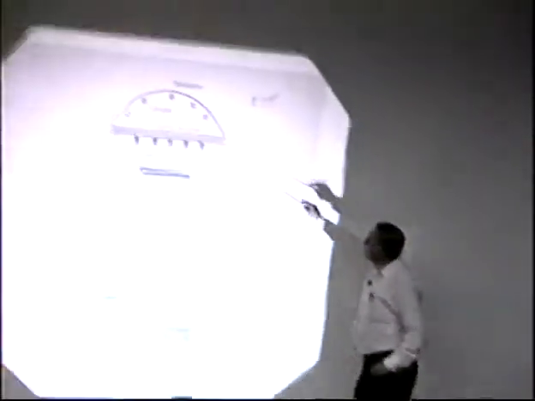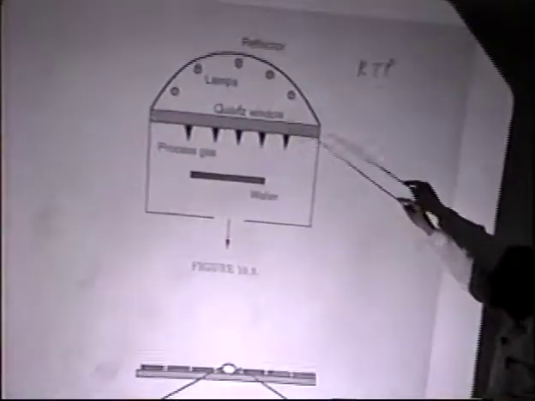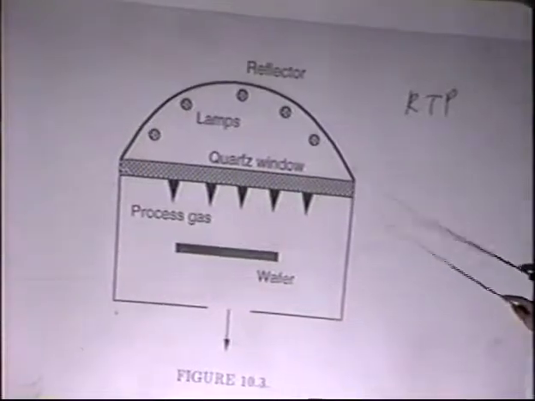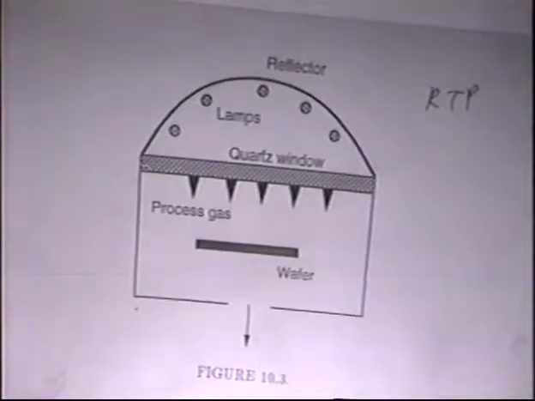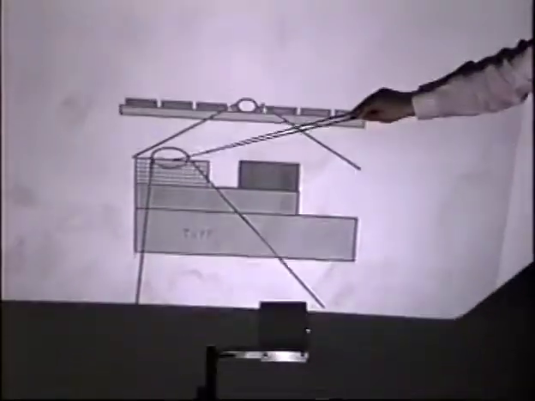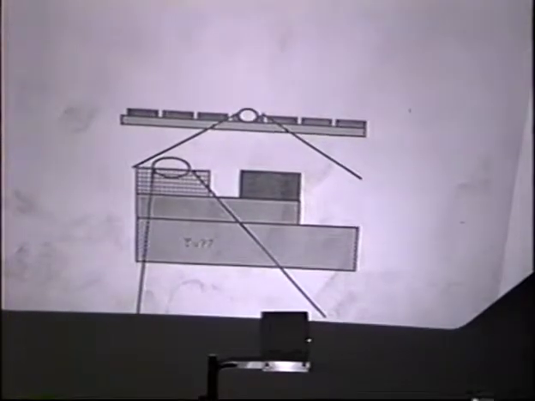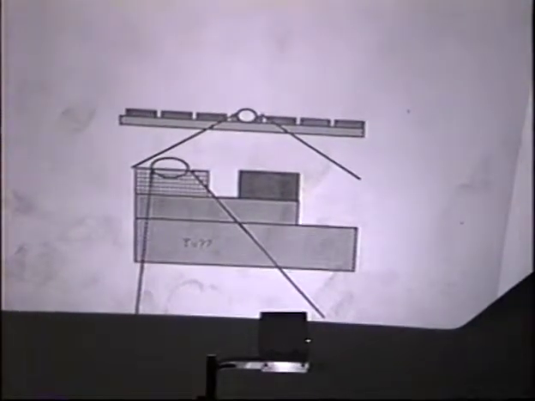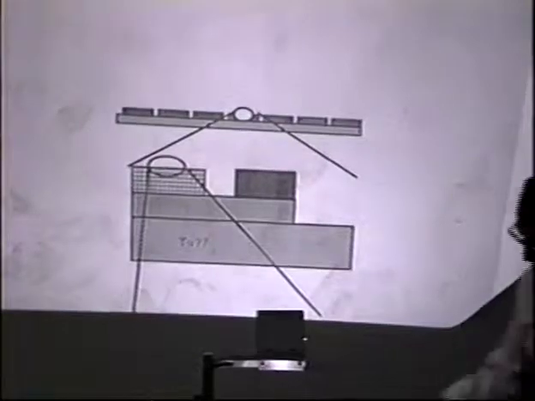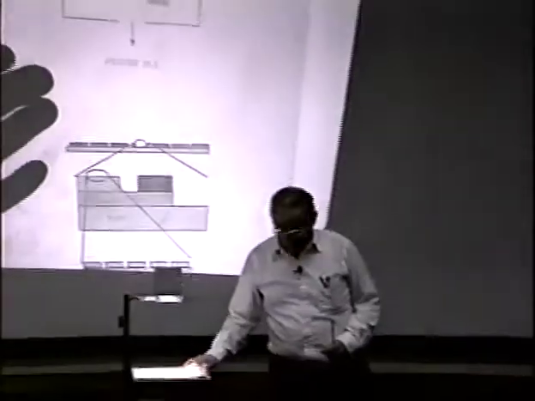So there is a quartz window through which the light comes, and there is a gas that came down. Then they put the lamps in, and it's like the fusing we had in the previous talk. Try to make it stick by heat.